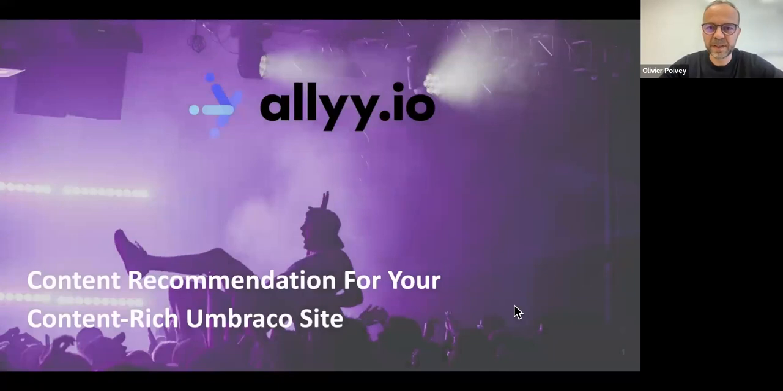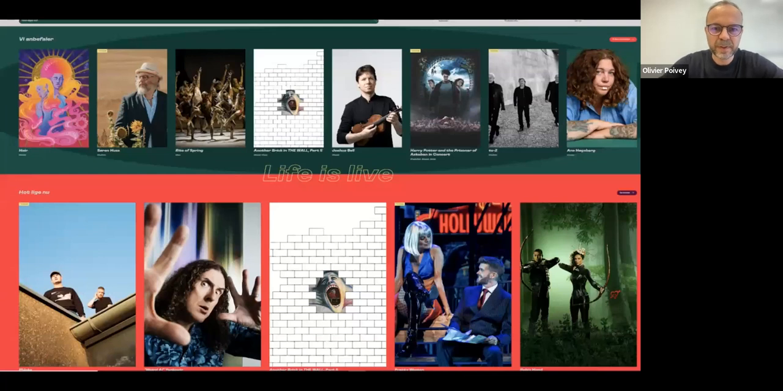I'm Olivier from Ally, and I'll drive you through this presentation about content recommendation for your content-rich Umbraco site. I'll have an opportunity to say just two words more about Ally, but I would just like to start with some sort of scoping. This is a great website using Umbraco, and it's from a concert venue, a very nice one, actually, in Aarhus, which is the second largest city in Denmark after Copenhagen. And the client is called Music House in Aarhus.